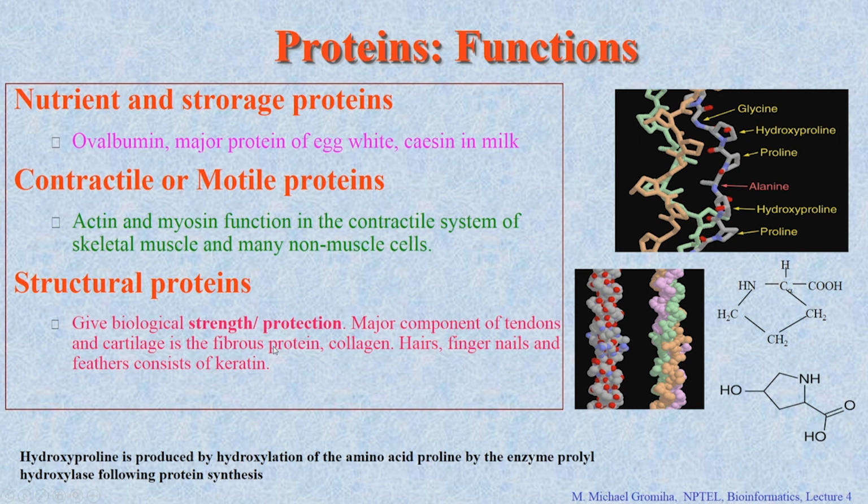For example, keratin, right, and the fibrous protein, also the collagen. For example, you can find this in hairs and fingernails, and the feathers. So, you can see these proteins have some specific combination of amino acid residues, like the combination of hydroxyproline, glycine and proline.